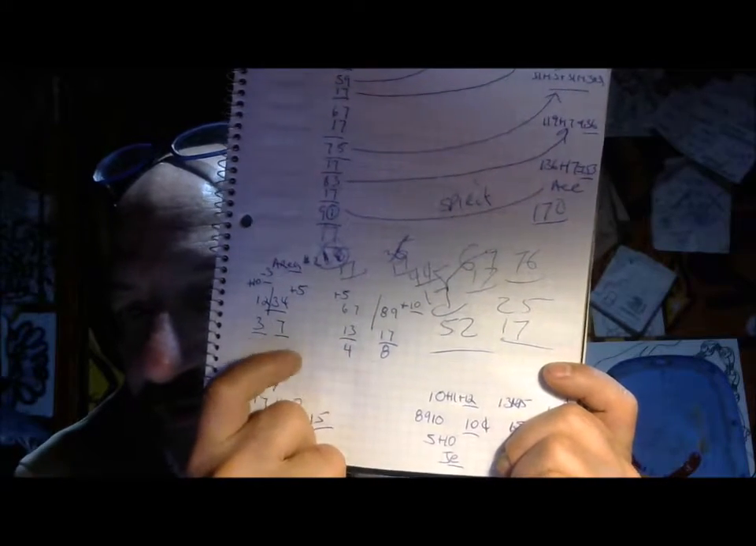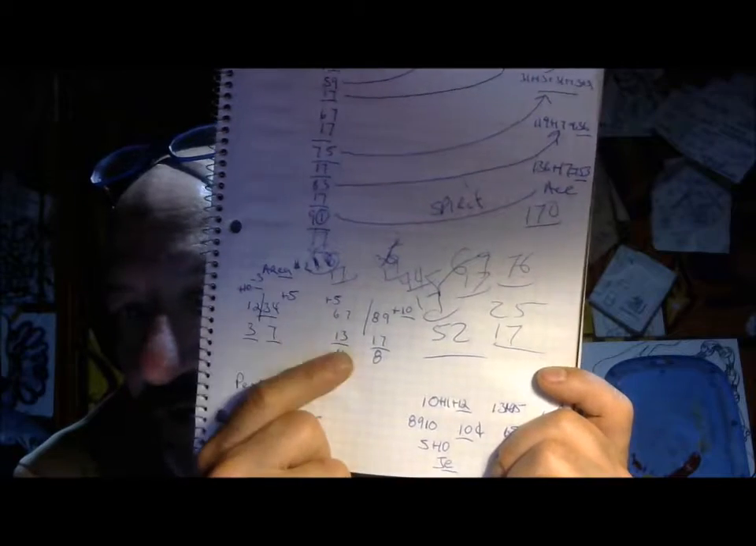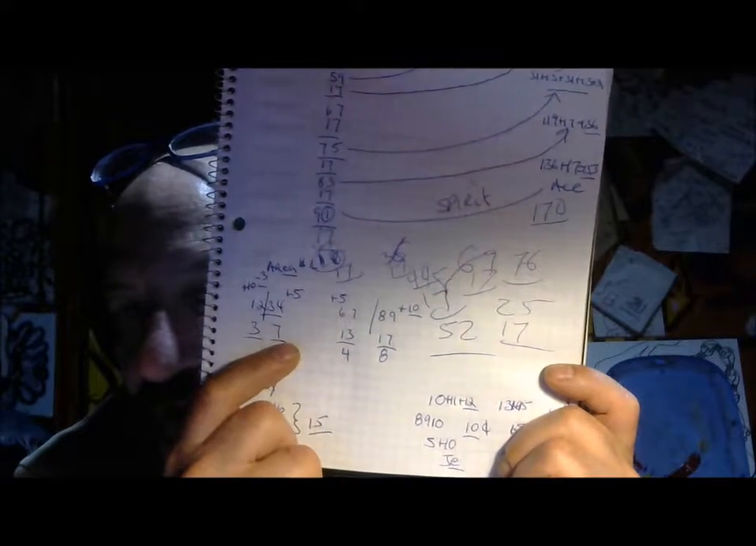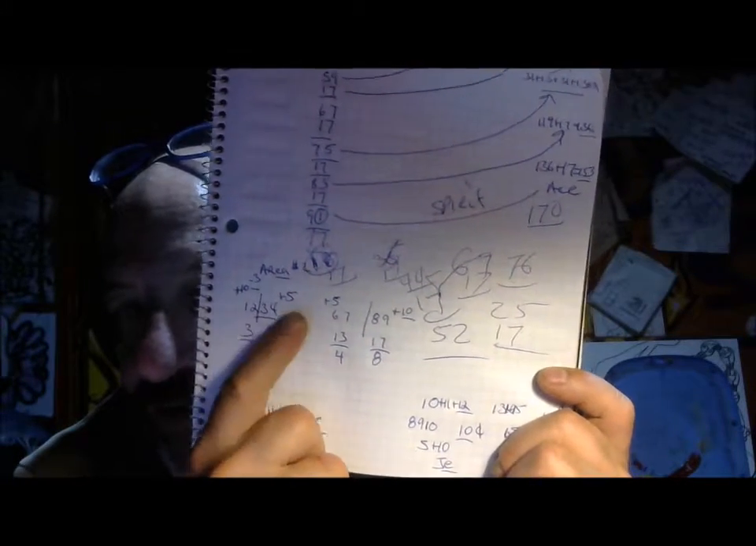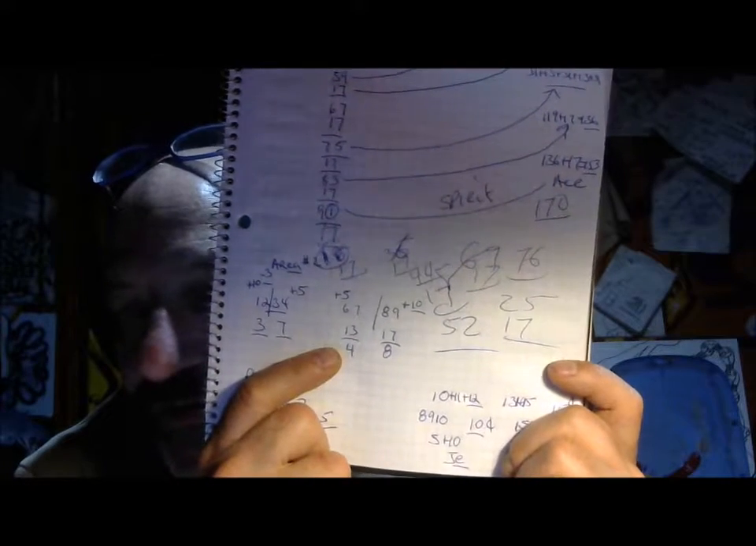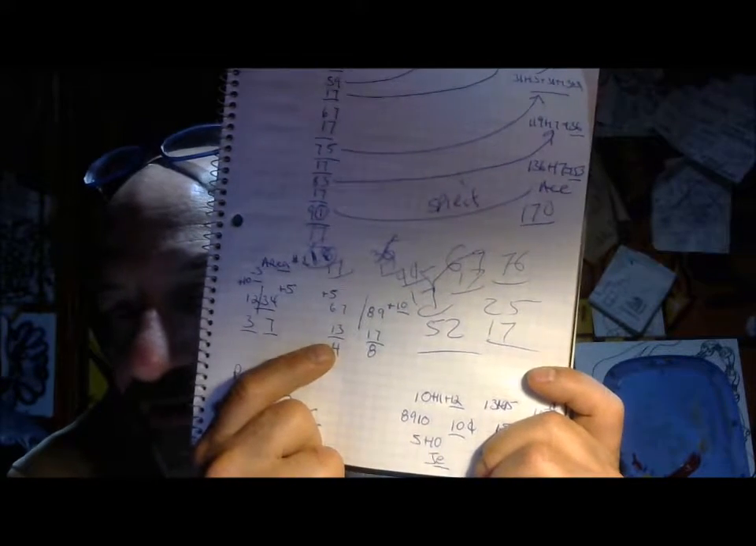45 and 75 come together. 4 and 5, 9. 7 and 5, 12 is 3. 9 and 3. 7 and 5, 7 and 4, 11 is 2. And this is 1 and 2 makes 7 and 2. That is the creation of the gates, the Venus gates.